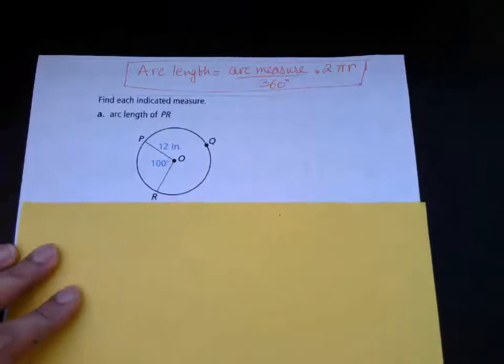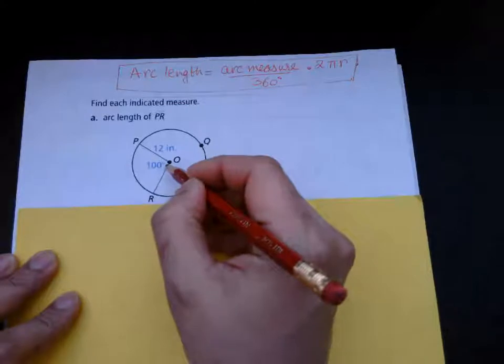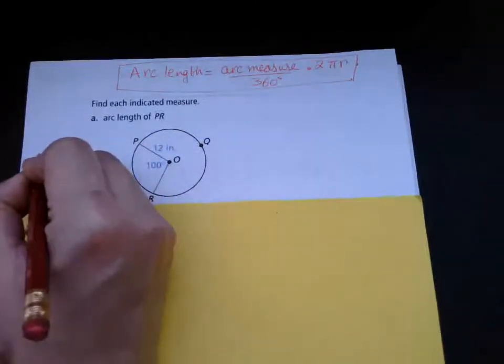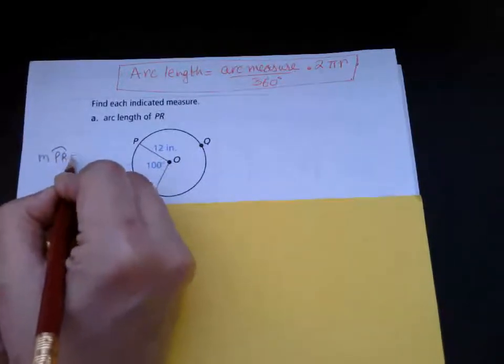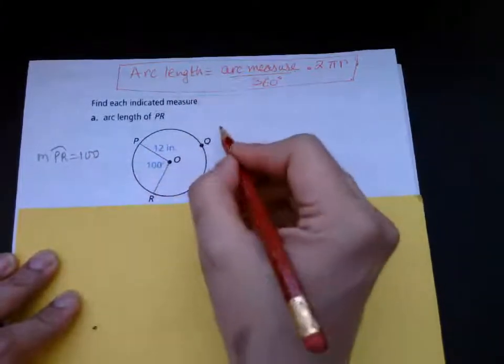Okay. Now, what is going on in this question? They are asking you the arc length of PR. Central angle is 100. If the central angle is 100, that means the measurement of arc PR will also be 100. Yes. Let's plug everything in this formula.